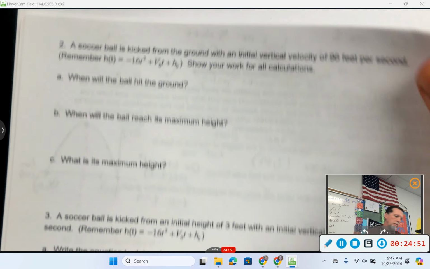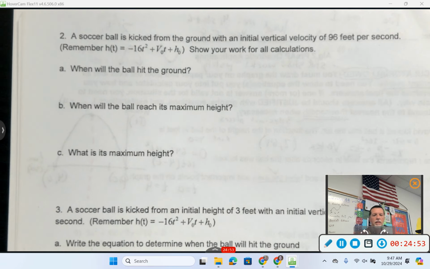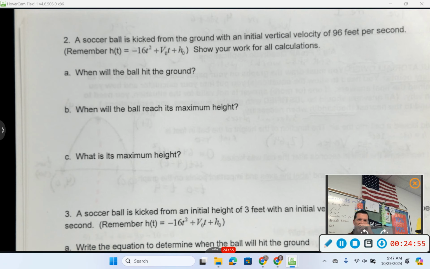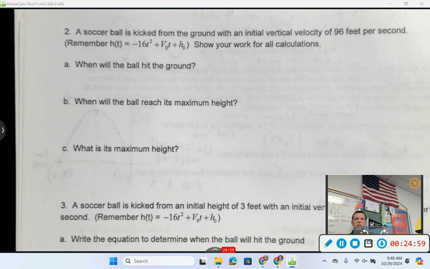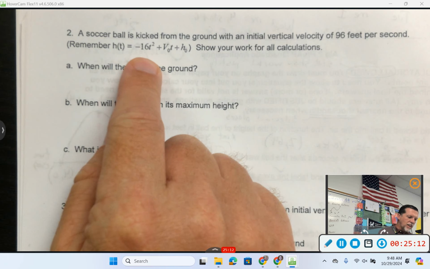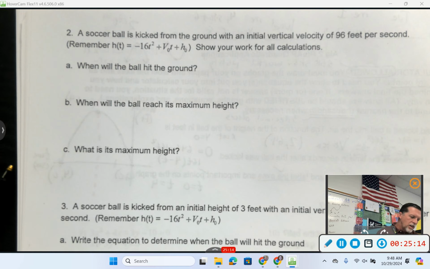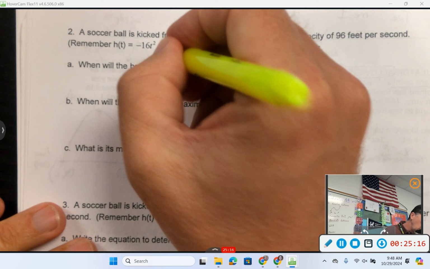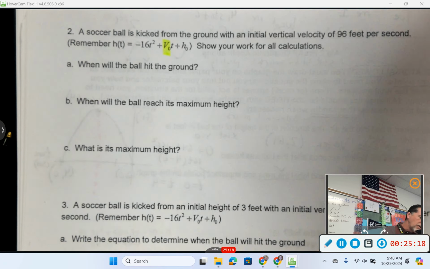All right, let's do part of number 2 together, because there's some new, not new words, but new applications of words, I guess. Number 2, a soccer ball is kicked from the ground with an initial velocity of 96 feet per second. Remember, I don't know that you remember this, but we're giving it to you. H of t is negative 16t squared plus v0t plus h0.